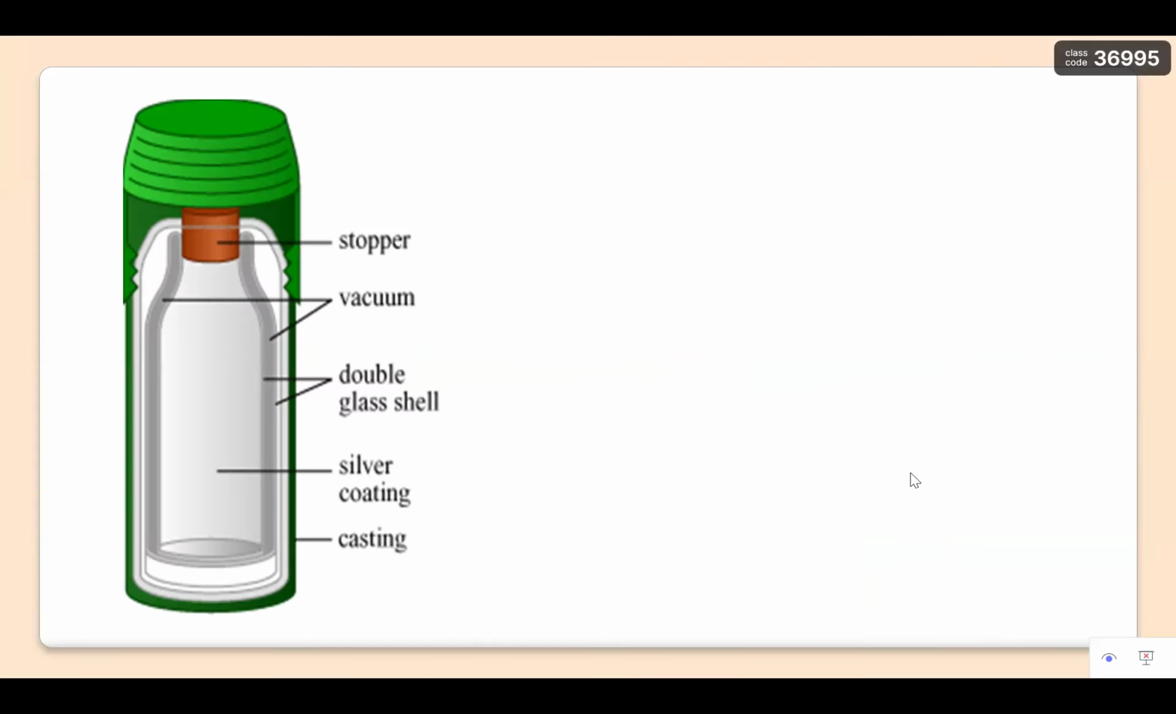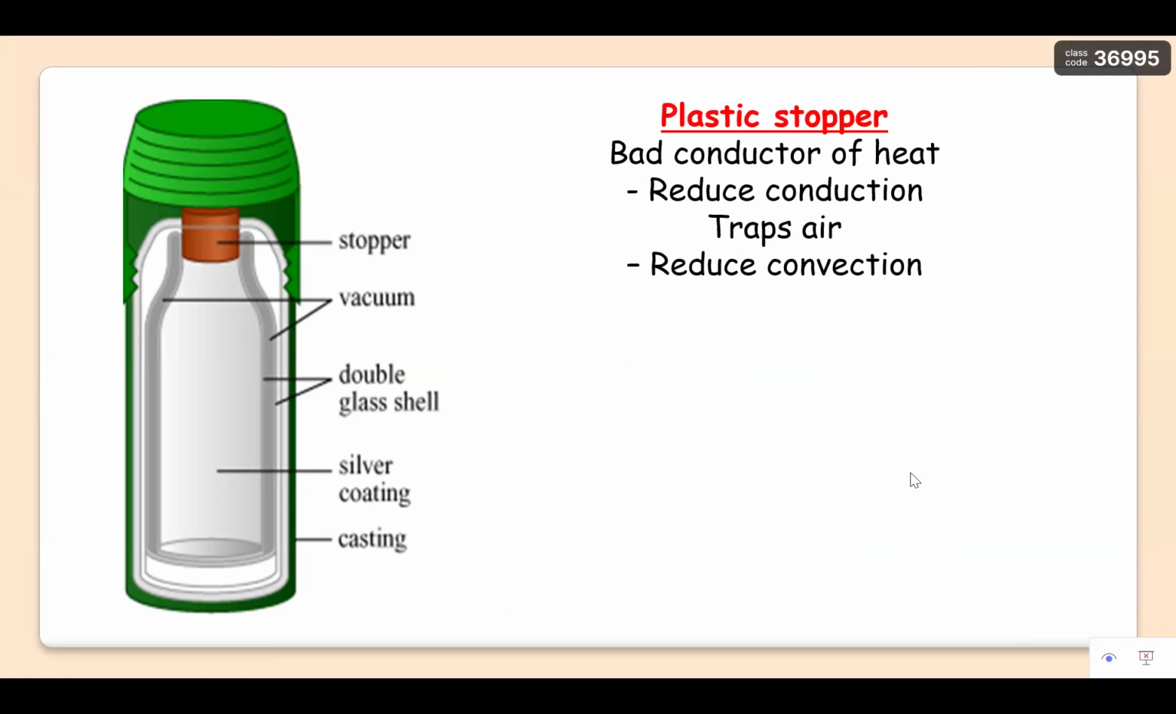The first one, I have a plastic stopper at the top. Plastic is a poor conductor. Every time I talk about material, I think of conduction. So plastic is a poor thermal conductor, so it reduces conduction. It doesn't prevent it. Eventually, there will still be some heat conducted, but it slows down the entire process.